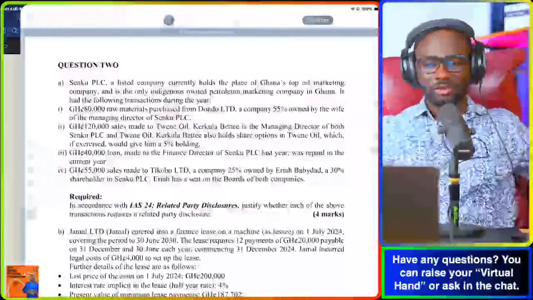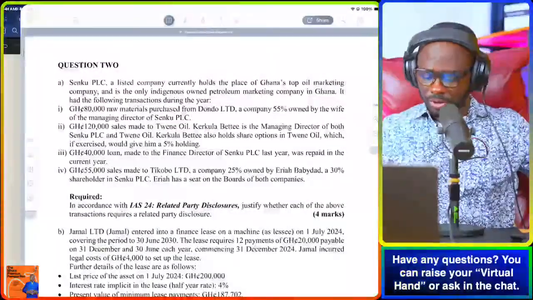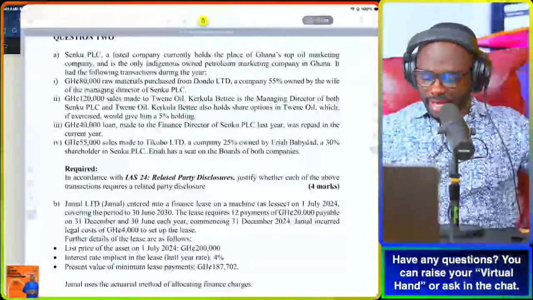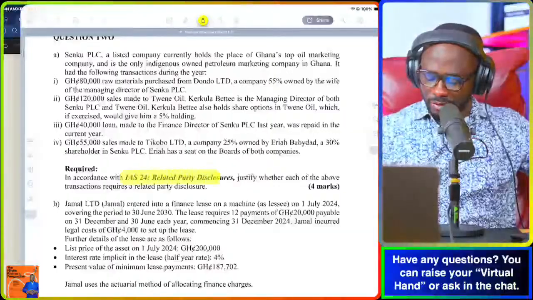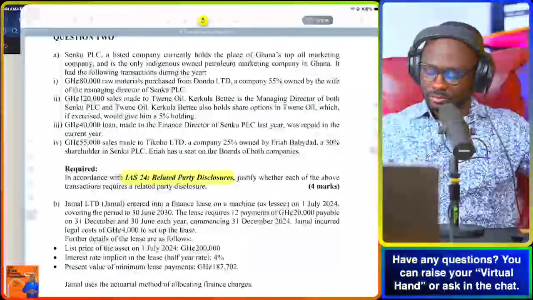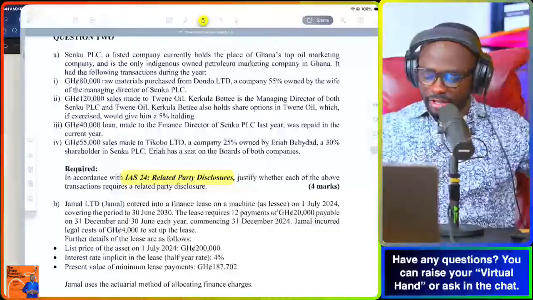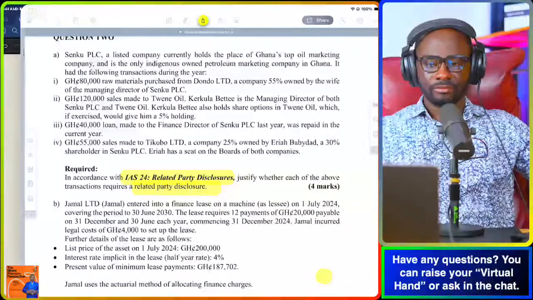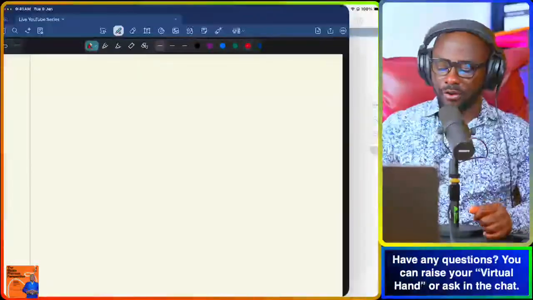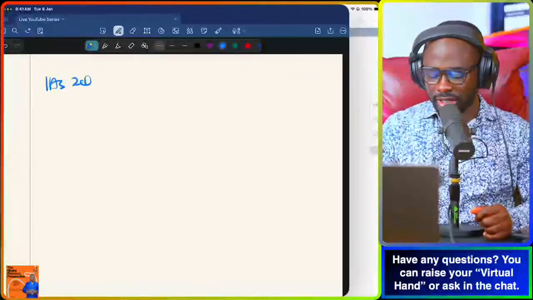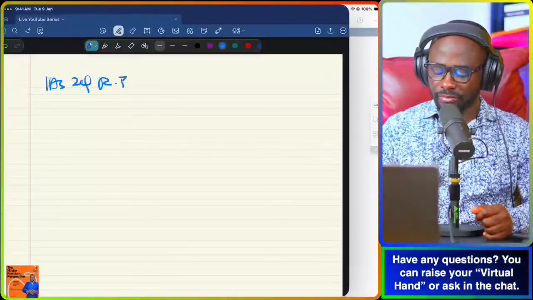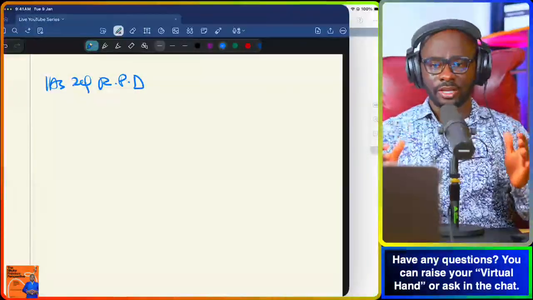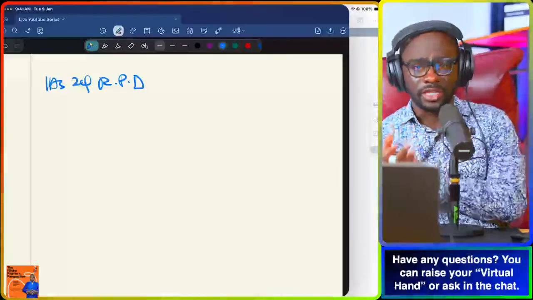Question number 2, March 2026 financial reporting paper. Question 2A, the requirement here is, in accordance with IAS 24 related party disclosures, justify whether each of the above transactions require related party disclosures. Now, IAS 24 related party disclosures gives us guidelines on the importance of disclosing transactions that occur between related parties.